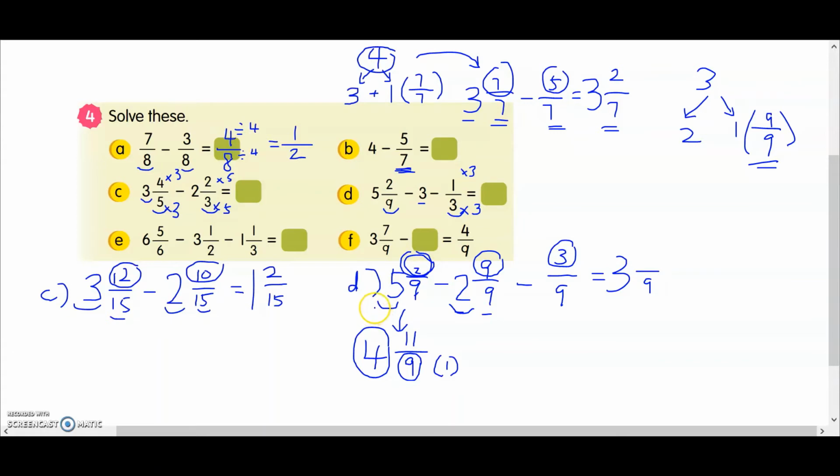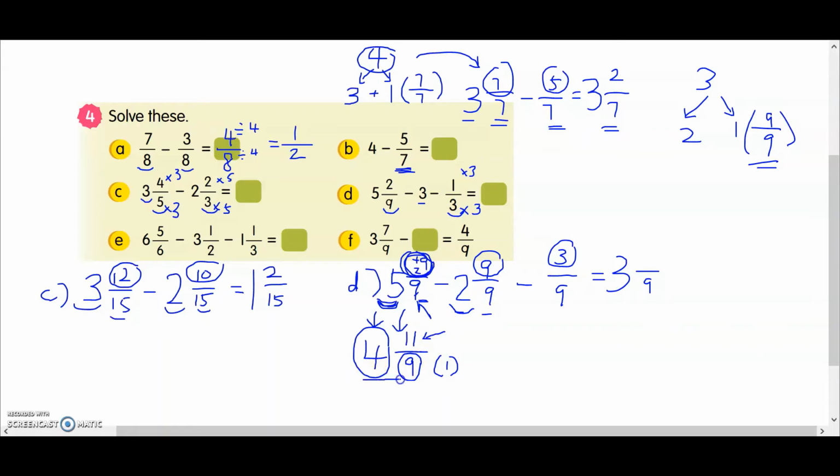Okay, I repeat. When we take out this 1 here, this 5, we take out 1, it becomes 4. Okay, right? And then this 2 here, we plus 1 set. 1 set is 9. Okay, we follow the bottom number. Okay, the bottom number is 9. So when we plus 1 set, we plus 9. So 2 plus 9, that's how we get 11.